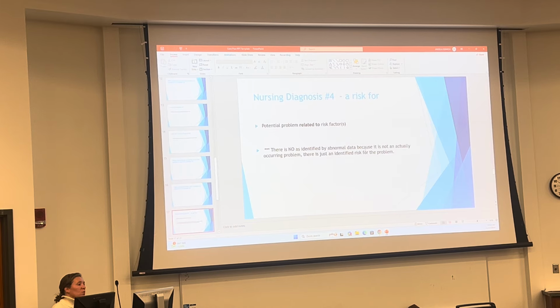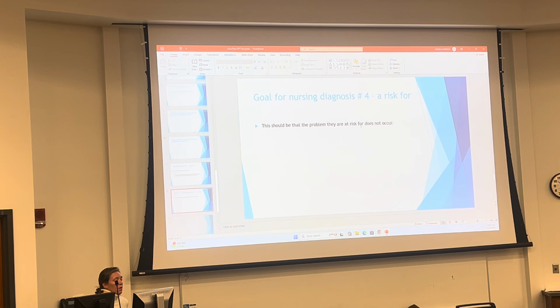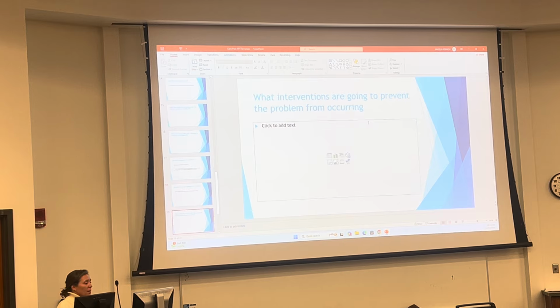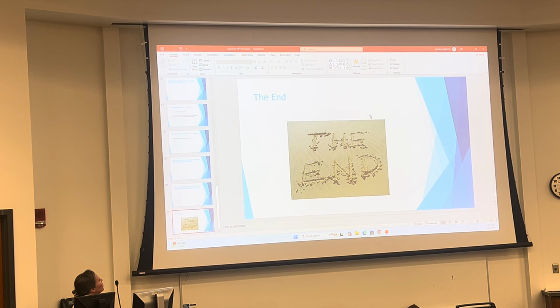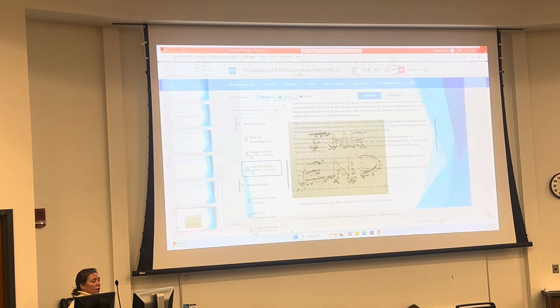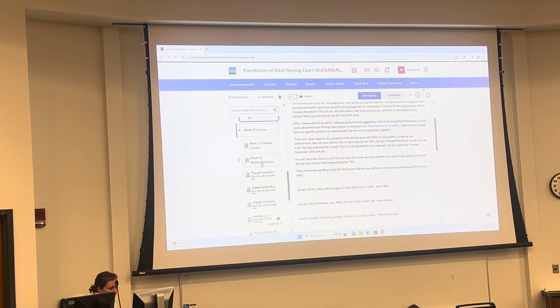This is just a reminder, there's no as evidenced by, because it's not an actual problem, it's just a potential problem. For this you have a goal, and it should be that whatever the risk for problem is, does not occur. What interventions are going to prevent that problem from occurring? What assessment data will I reassess? And that's it. So four nursing diagnoses in all. That's your PowerPoint.